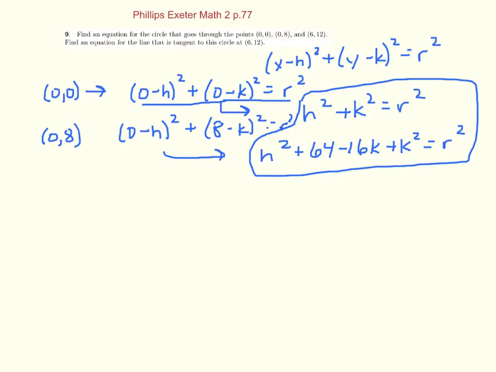I can do another equation with the last point, 6, 12. But what do I know about both those equations? What are they equal to? You have h squared plus k squared equals r squared, and h squared plus 64 minus 16k plus k squared equals r squared. So they're both equal to r squared. So if they both equal r squared, what can we do with them? We can set them equal to each other, right?